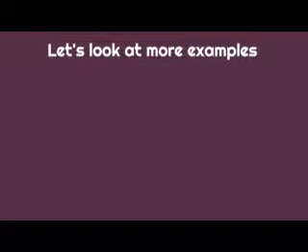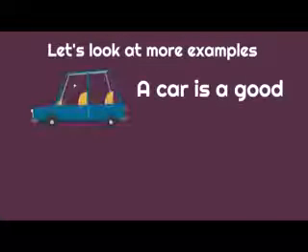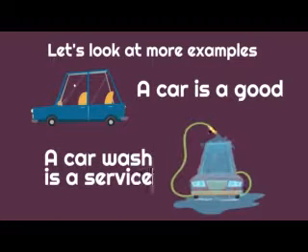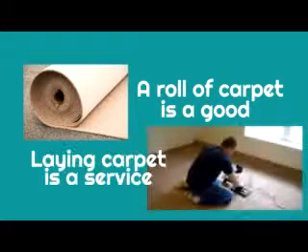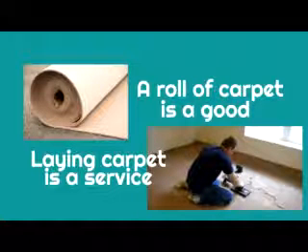Let's look at some more examples. A car is a good. It's something you can touch. A car wash is a service. It's something you pay someone else to do. If you were to buy a roll of carpet, that is a good. It's something you can touch. But laying carpet is a service. When it gets installed, that is a service.